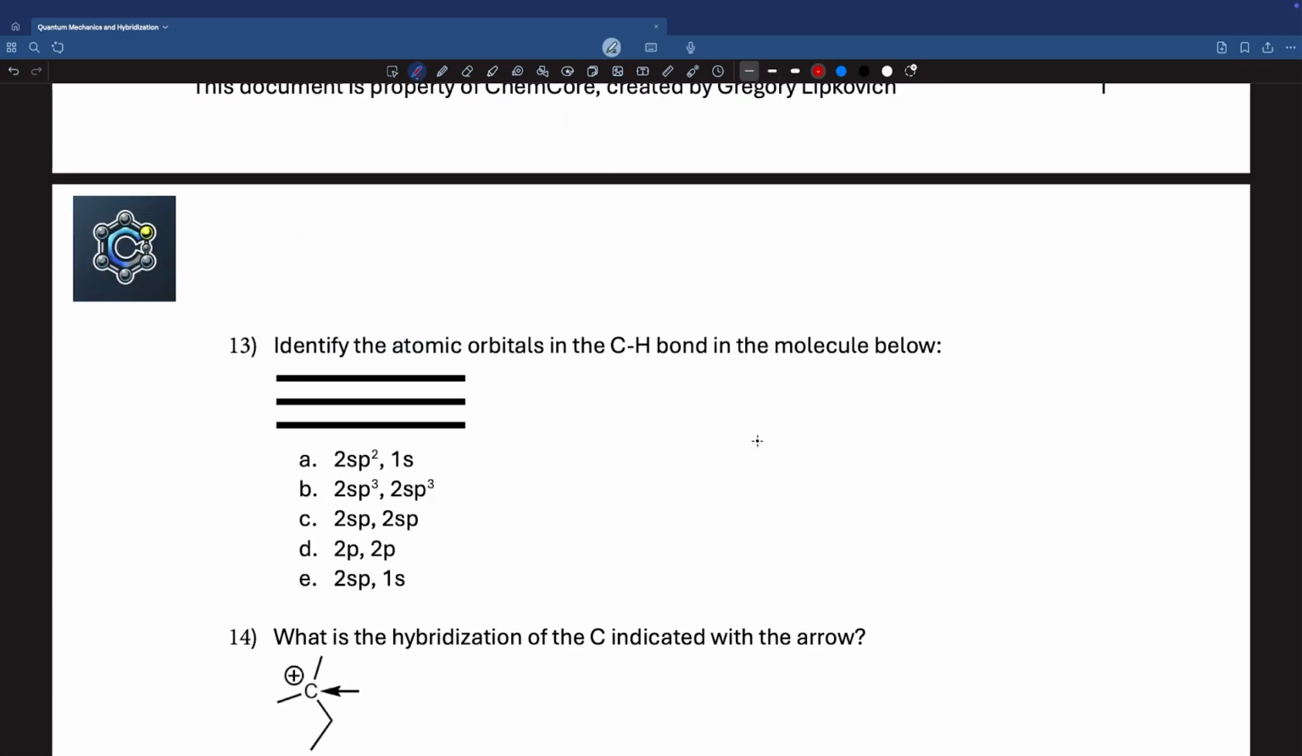In the next question, it's asking us something almost the same. So let's redraw a similar structure. But this time it's asking us for the carbon-hydrogen bond. And so let's choose, for example, the left side. This carbon is again sp hybridized, and this hydrogen just has an s orbital. It only has 1 electron. And so the only answer choice that really fits this is 2sp and then 1s, which is E.